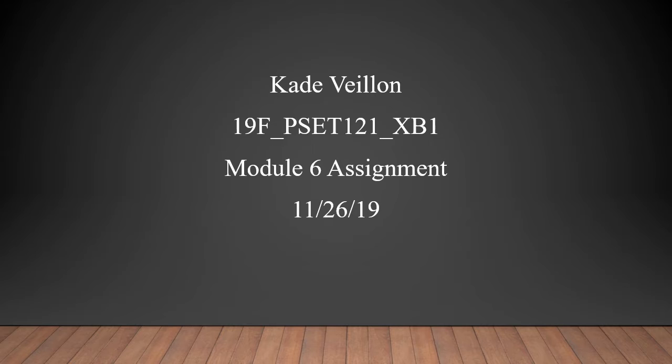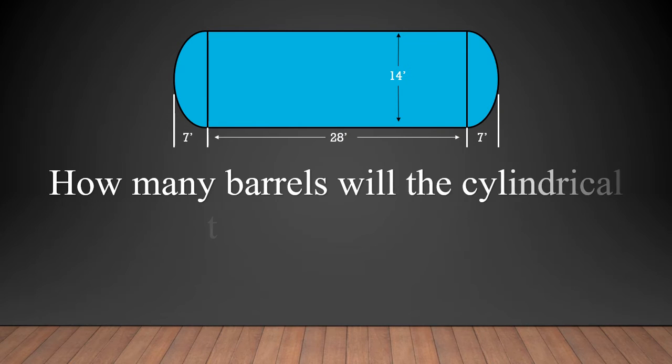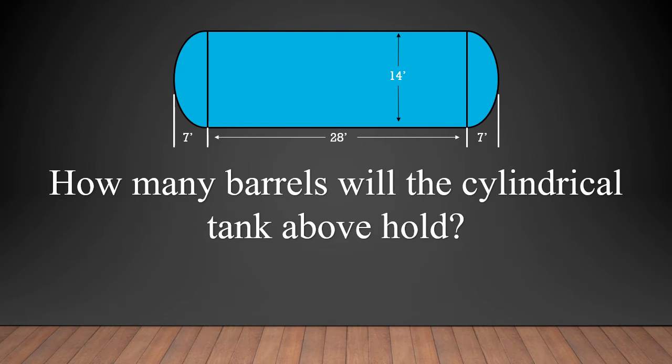And what I'm going to do is basically explain how to solve self-test problem 6 on page 183 of the textbook. So when you open up your book and you see this tank, the problem asks: how many barrels will the cylindrical tank above hold? You're going to have to do this in, say, three steps.